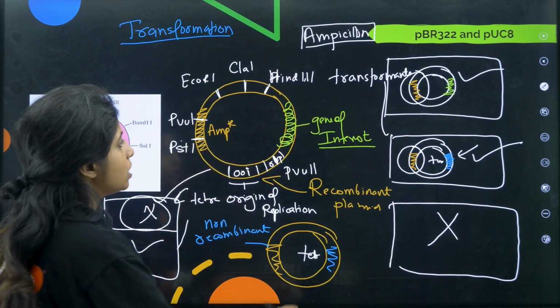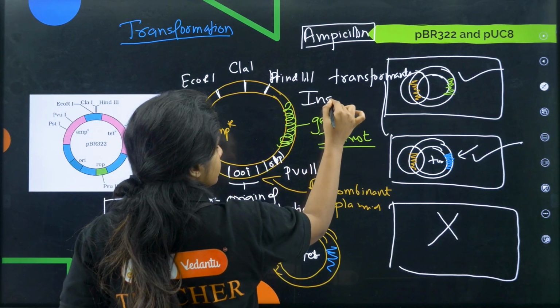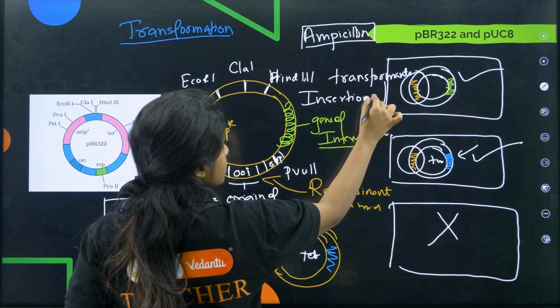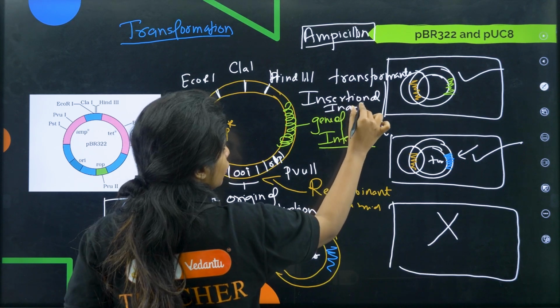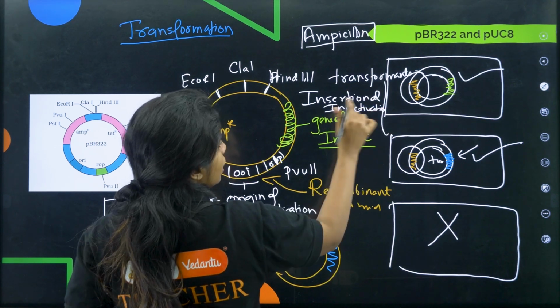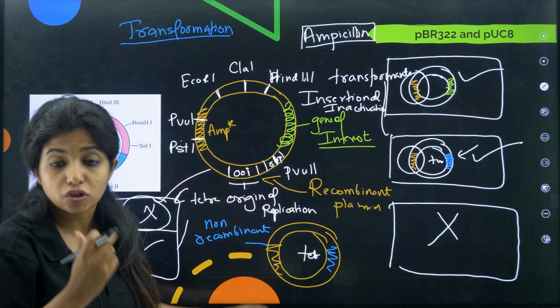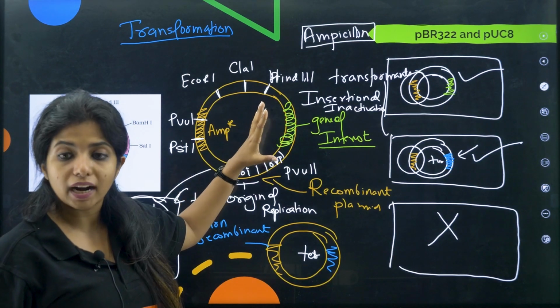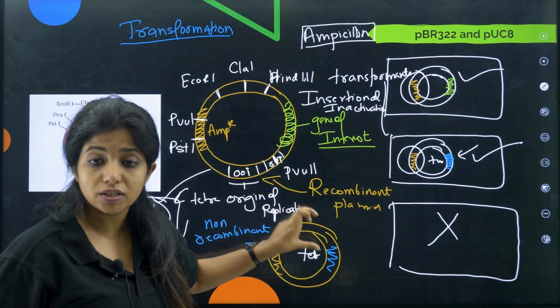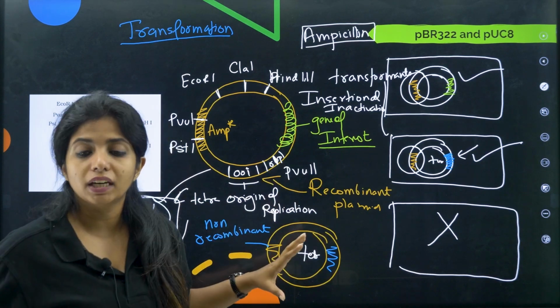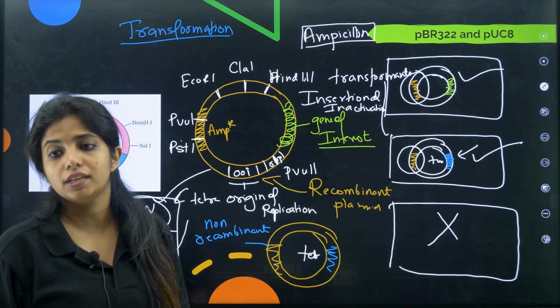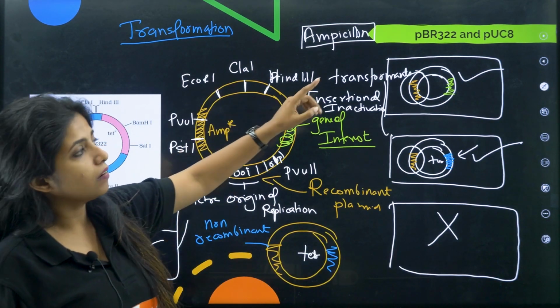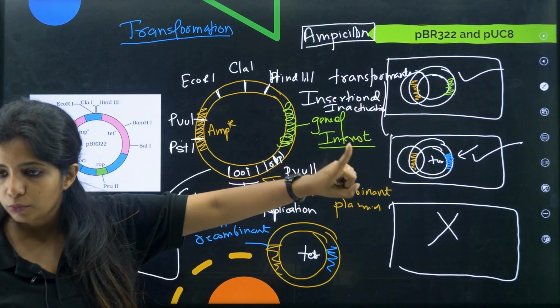Now this process is known as insertional inactivation. What do you mean by insertional inactivation, children? You are inserting your gene of interest, which is why it is losing its activation. Okay, inactivation, it is losing its activation. What is the tetracycline resistant gene which was there? It is losing its activity because you are inserting the gene of interest there. That's about pBR322.